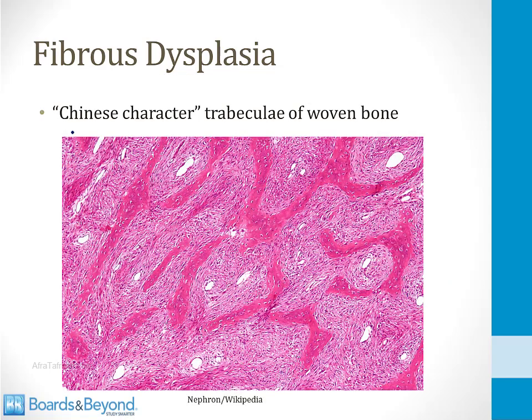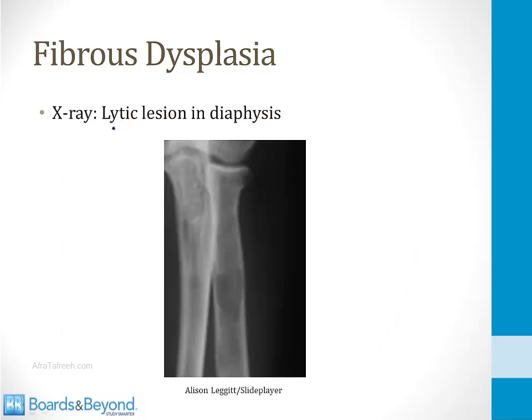The classic description of the histology of fibrous dysplasia is Chinese character trabeculae of woven bone. This is an example shown on the screen here. You can see that the woven bone makes all these wavy lines which are thought to resemble the letters of the Chinese alphabet. And what you typically see on X-ray is a lytic lesion of the diaphysis. You can see an example in this picture here. You wouldn't necessarily know from this image that it's fibrous dysplasia, but you should be able to recognize that it occurs in the diaphysis, and that will narrow down your differential diagnosis.